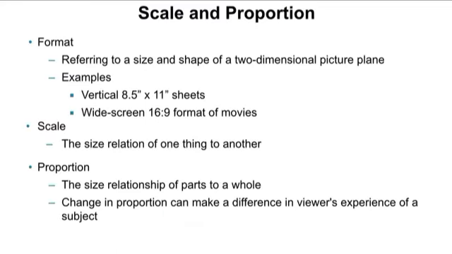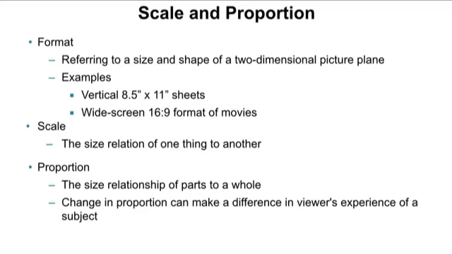Let's talk about scale and proportion. Format refers to the size and shape of a two-dimensional picture plane. So the format of a computer paper is 8.5 by 11, or the format of a film might be the ratio 16:9. Scale is the size relation of one thing to another. Proportion is the size relationship of parts to a whole.